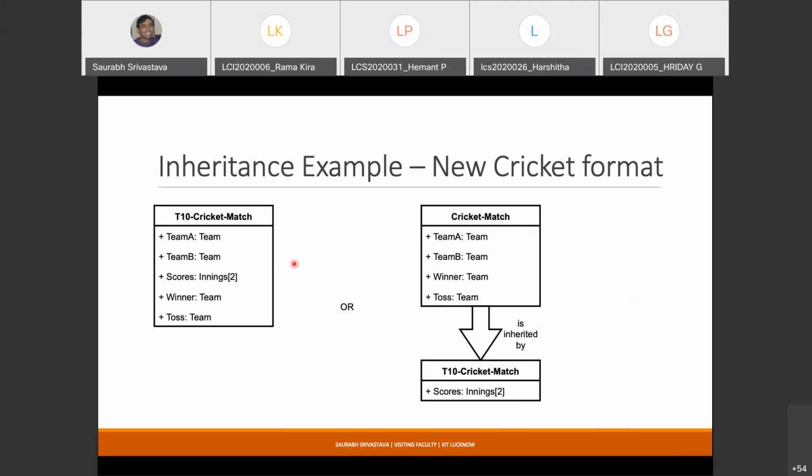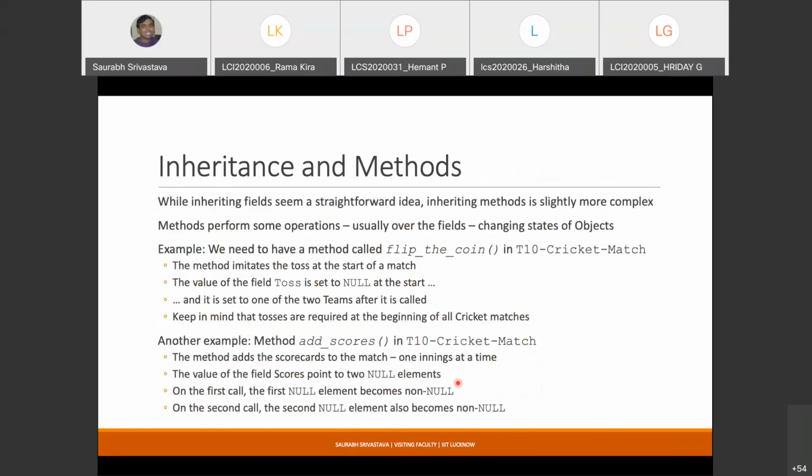In this approach, I will have to simply replicate all these fields in T20 and ODI and test and all those things. So this is the advantage of inheritance: you create one class and then you keep on inheriting it and adding more properties to it. So the properties of the base class are already a part of your derived class. Okay, any questions still here?